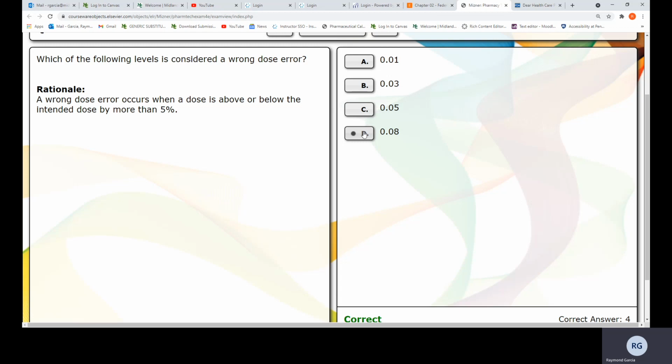I really don't know the actual question because that's just out of my league right there. We couldn't tell you. It's more of a hospital question. Wrong dose error occurs when the dose is above or below the intended dose by more than 5%. Okay.